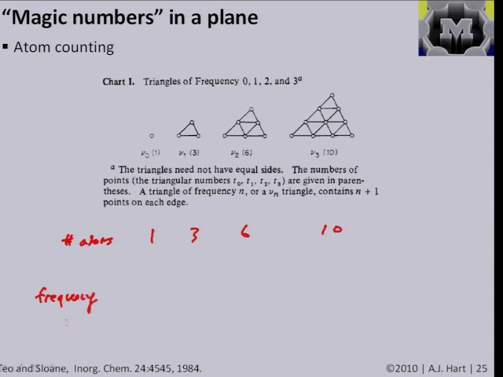And then the paper defines small lowercase n as what's called the frequency, as being 0, 1, 2, and 3. So you start at 0, and each time you add another, quote, level, another row of atoms in this case, or another plane of atoms if we're in 3 dimensions, you step up to add one number to that.